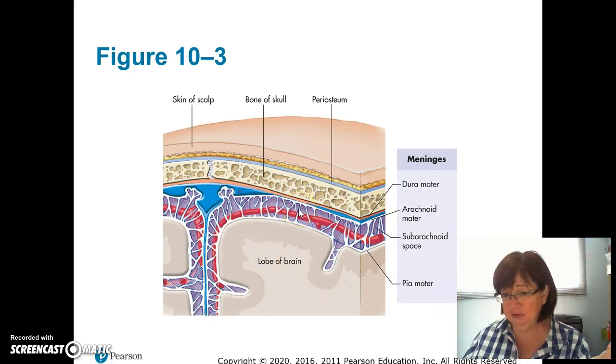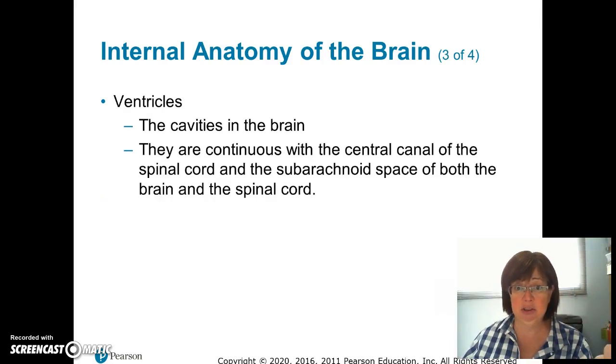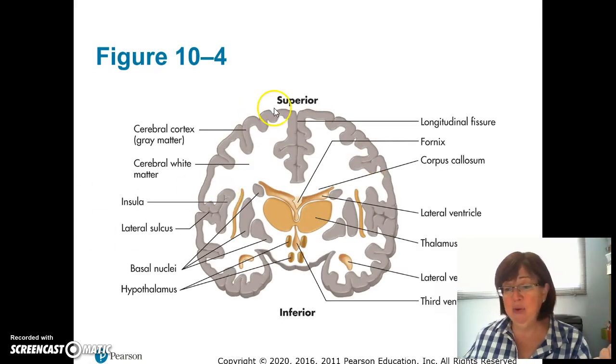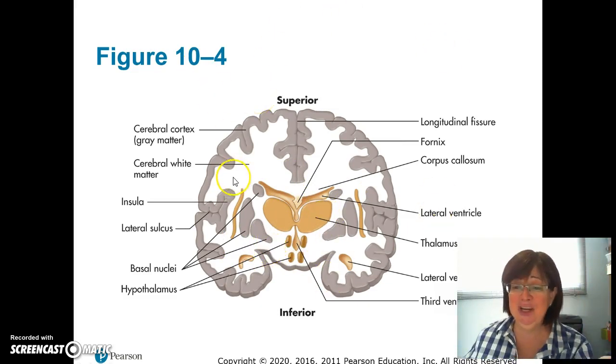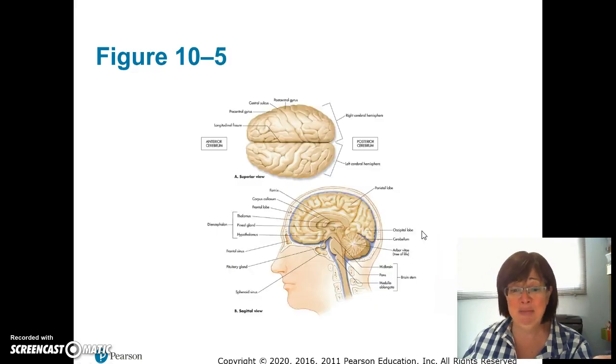Now the cerebrospinal fluid is made to nourish and cushion the brain, which we talked about in the spinal cord one. What I want you to realize is there are spaces inside the brain called ventricles, and these are where the cerebrospinal fluid will go. This is a frontal section of the brain. I just want you to realize it's complicated, but I'm not going to have you memorize any of these parts other than what the thalamus and the hypothalamus do. Okay?